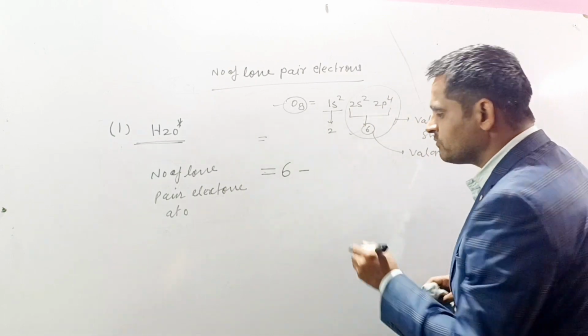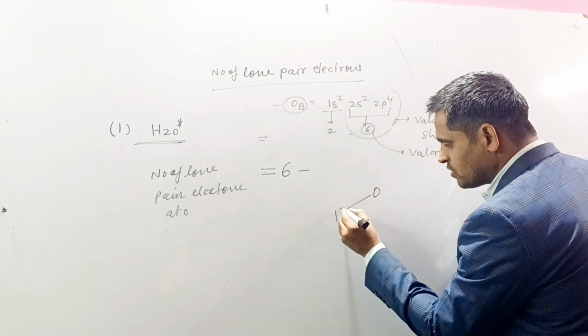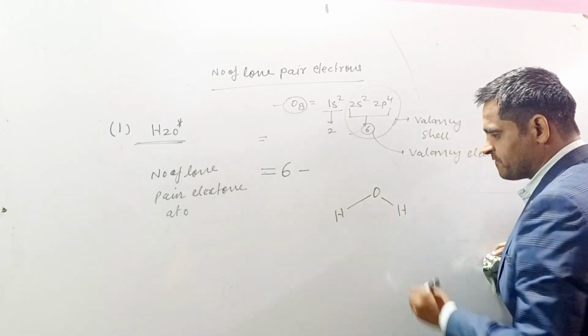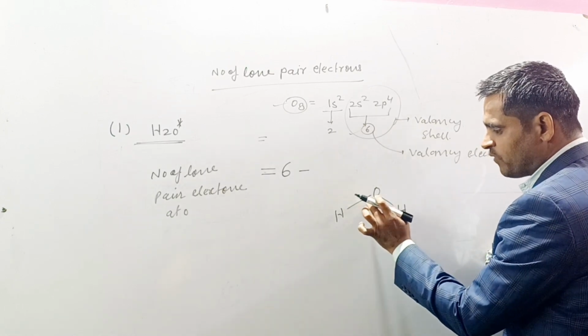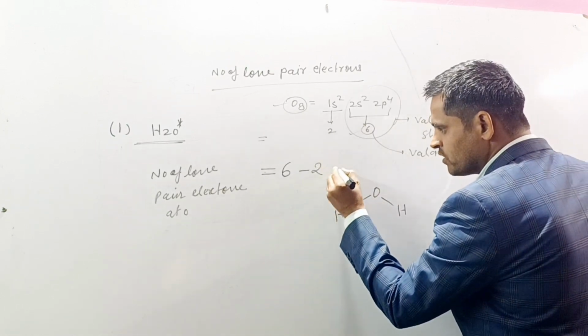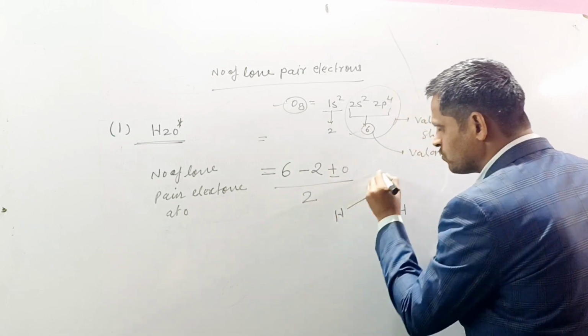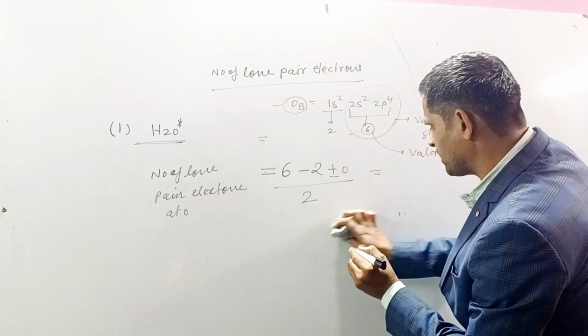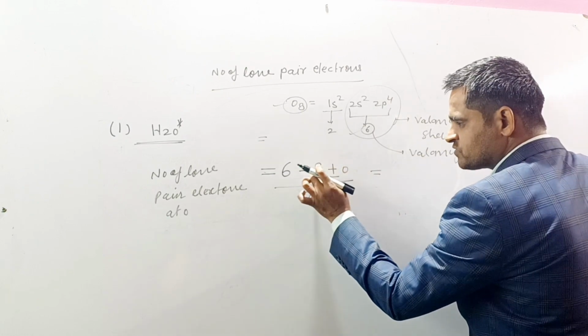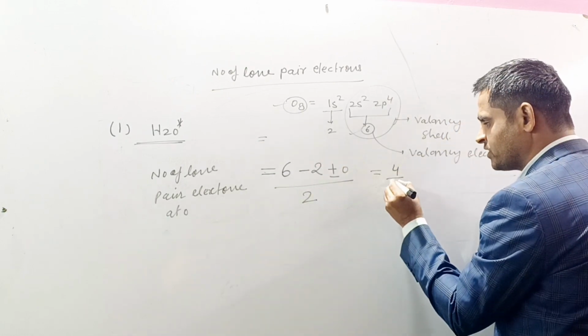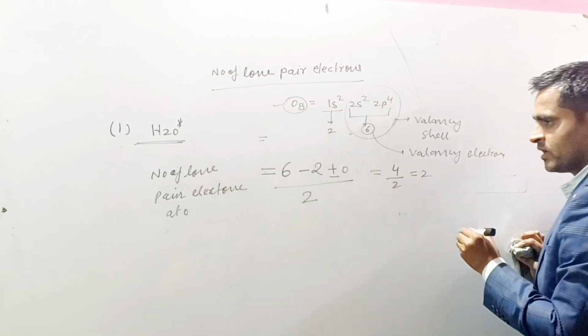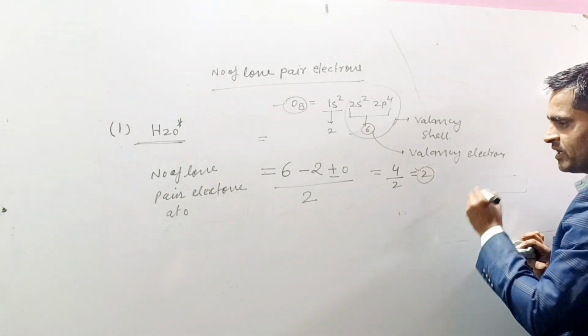So the number of electrons in the outer shell of oxygen is 6, and the number of covalent bonds according to the structure of H2O is this: 1 and 1, which is 2, and the charge is 0, divided by 2. Now we calculate: 6 minus 2 equals 4, divided by 2 equals 2. These are the lone pair electrons.